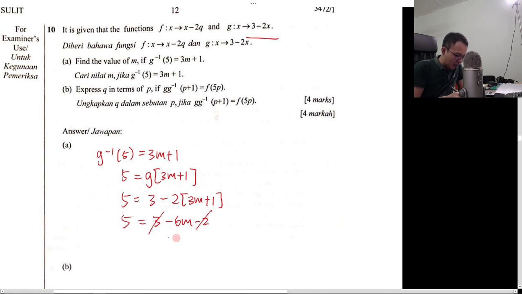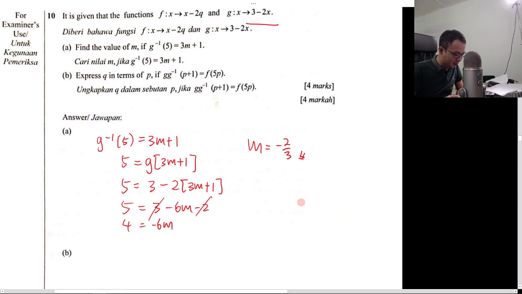So this one will give me 1. So 6m will equal to negative. Okay, never mind, step by step. And minus 1, I get 4, negative 6m. So m should equal negative 2 over 3. Yeah, 4 over 6, right? You should get negative 2 over 3.